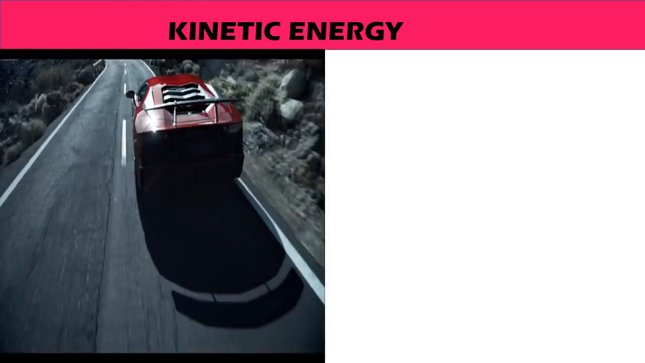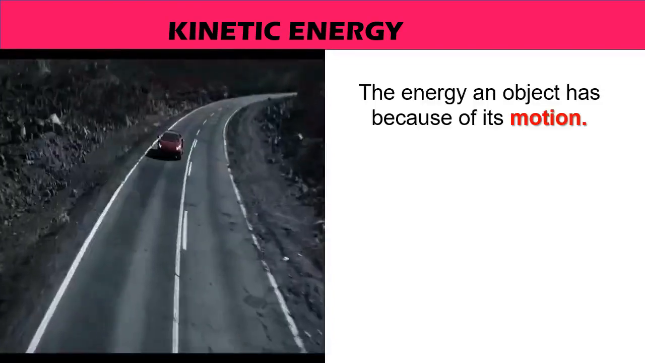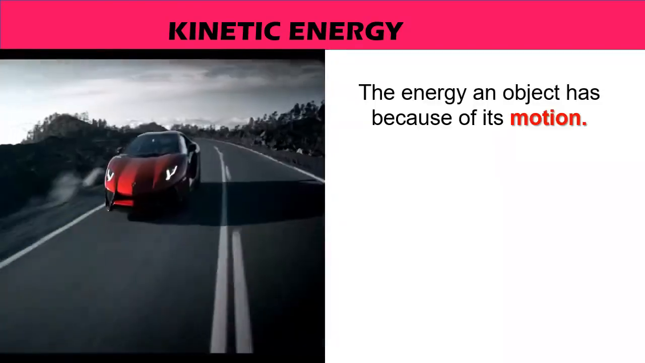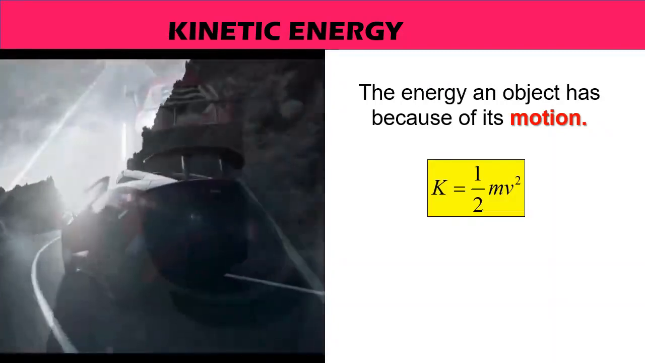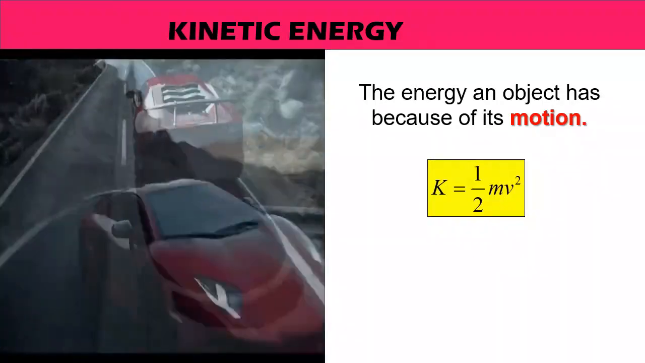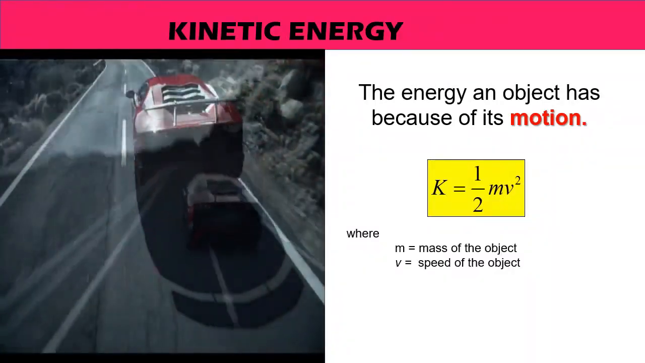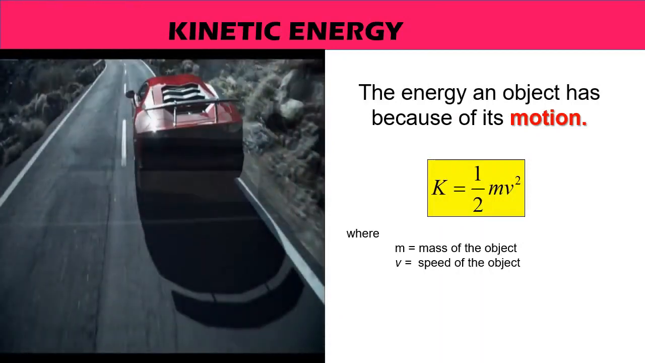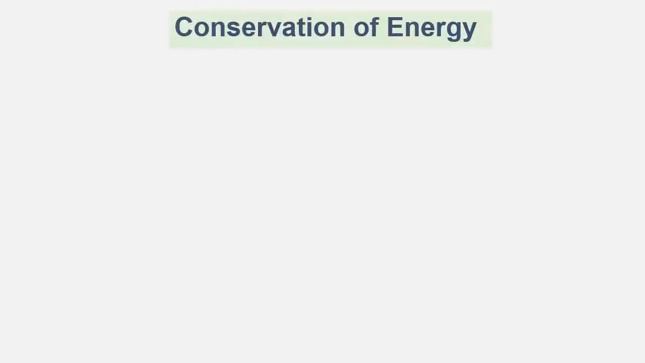Kinetic energy. The energy an object has because of its motion. K equal to half mv squared, where m is mass of the object and v is speed of the object.